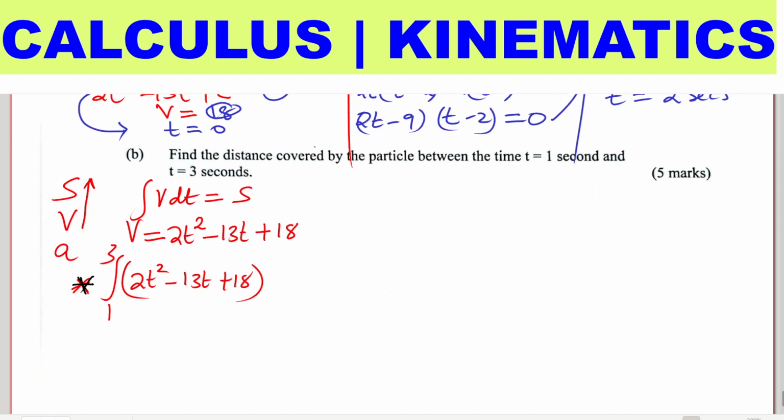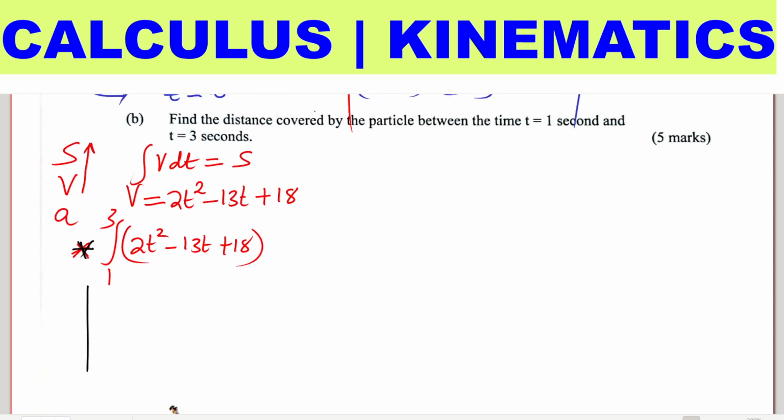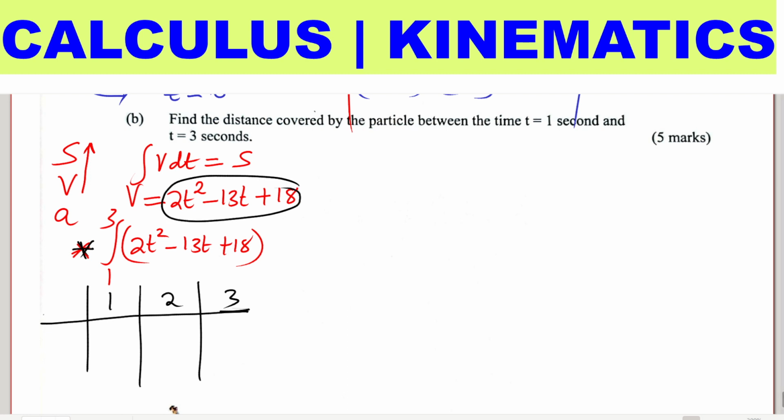You simply need to pick 2 points or 3 points. So you can simply draw a table here. You have velocity here, so 1, 2, and 3. I'm picking 1, 2, and 3 because you're integrating from 1 to 3. And then you can try to substitute 1 here. When t is 1, this is t, this is v. So when t is 1, what will be the value of v? Just visualize that and tell me what you notice. Is it going to give you positive or is it going to give you negative?